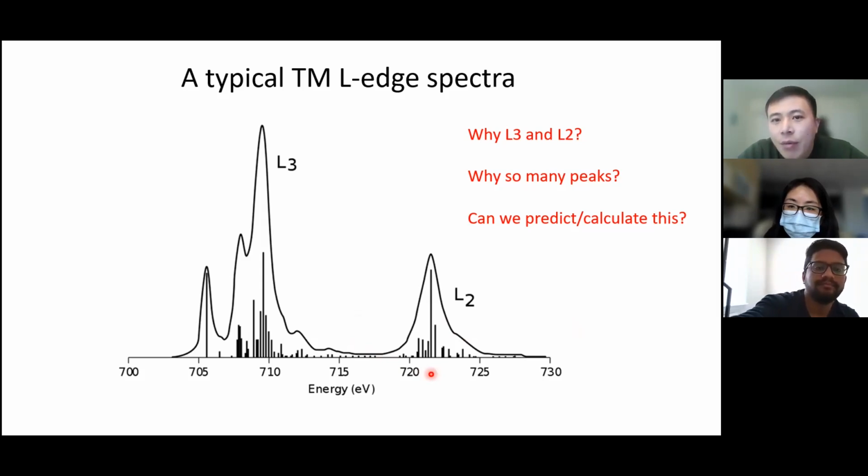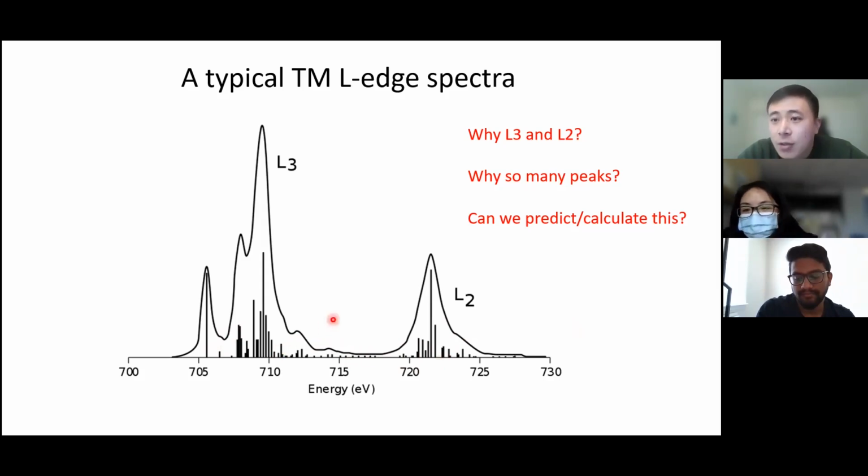For example, once there's a 2p hole and 3d coupling, they would redistribute the energy intensities among these two. It sounds complicated, right? It is in fact complicated. So in other words, because of those effects, those peaks have some mixture. The L3 in fact has some mixture from the L2 part. The peak intensities are redistributed.